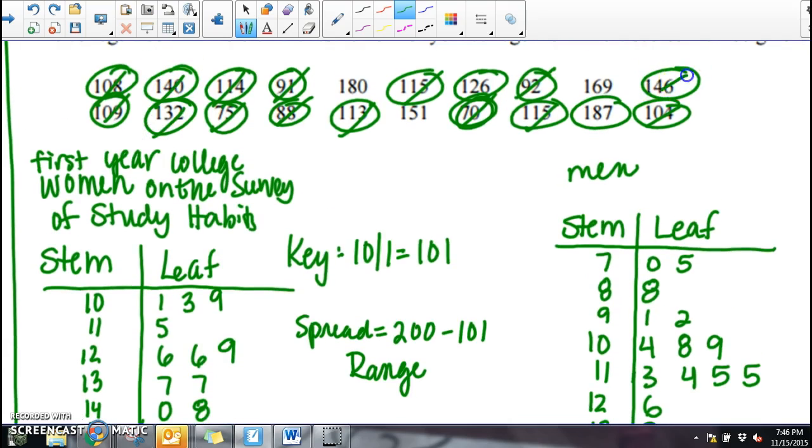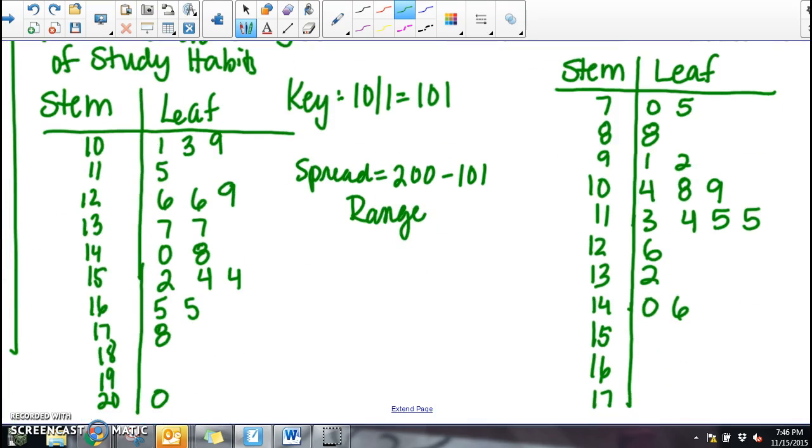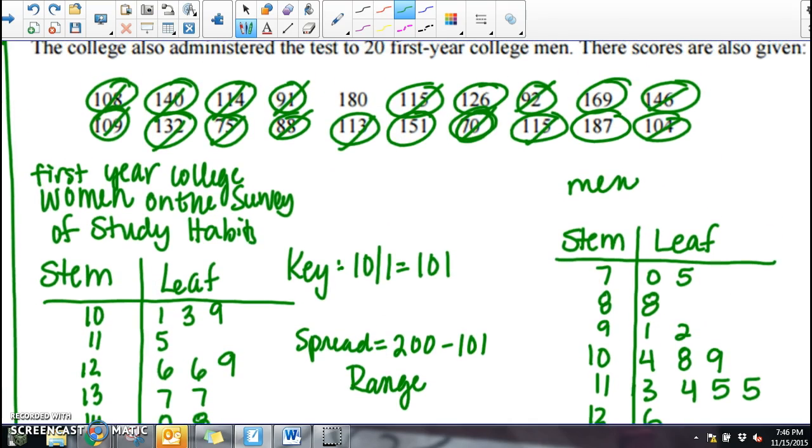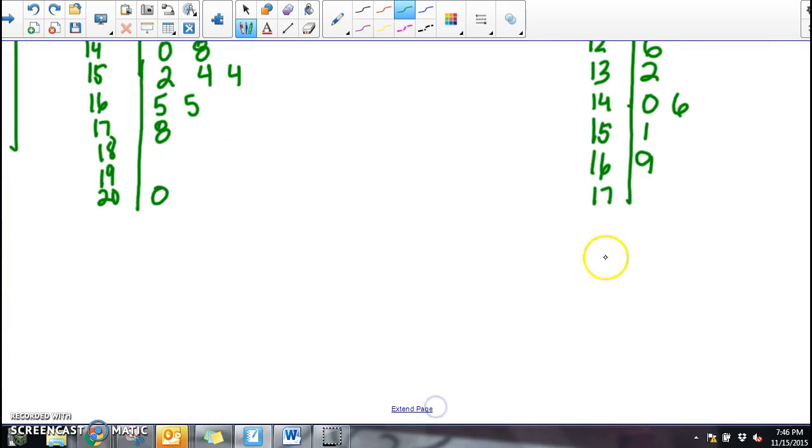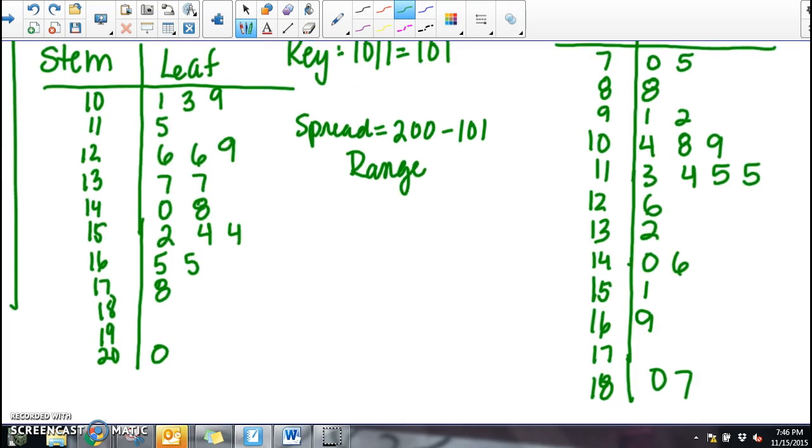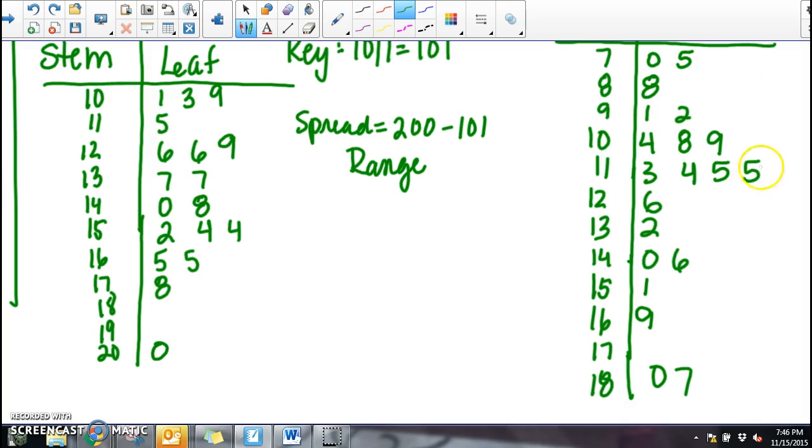And we have a 151 and 169. And then we have no 170s, so we have a 180 and a 187. So we have the men's distribution. They're not as skewed, a bit more symmetrical, we'd say. The range goes from 70 to 187, so quite a bit different.